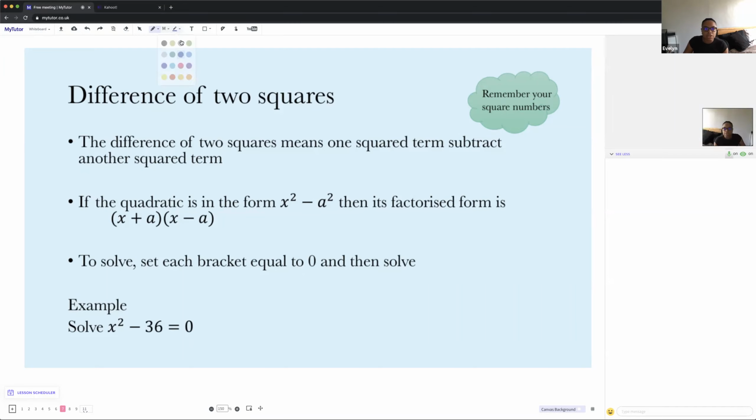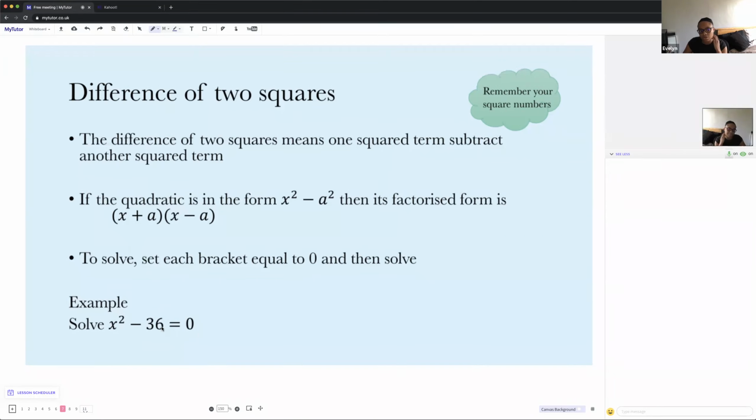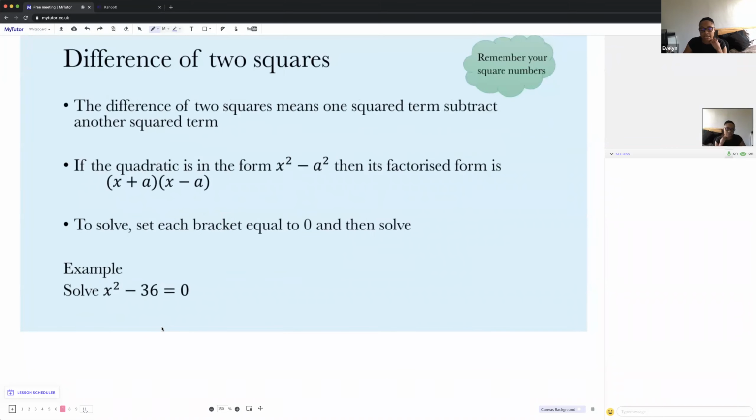So let's have a look at the one below. Now, the tip with difference of 2 squares is if you see your x squared minus a square number, you know to use difference of 2 squares. So let's check. Is 36 a square number? Yes, 36 is the same as saying 6 squared, or 6 times 6. So all we're going to do is x plus 6 and x minus 6, and that equals 0.